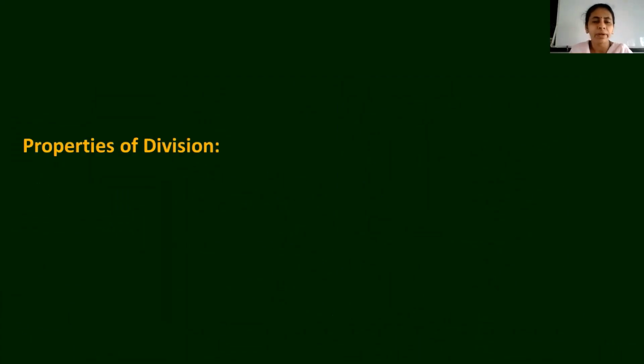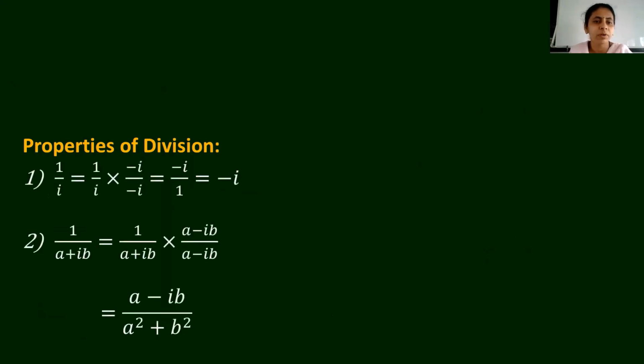Now we see properties of division. First property is 1 upon i is equal to 1 upon i into minus i upon minus i, which is equal to minus i upon 1, which is equal to minus i, because i into minus i is minus i square, which is minus 1 into minus 1 is equal to 1. So the denominator becomes 1, and we get 1 upon i is equal to minus i.